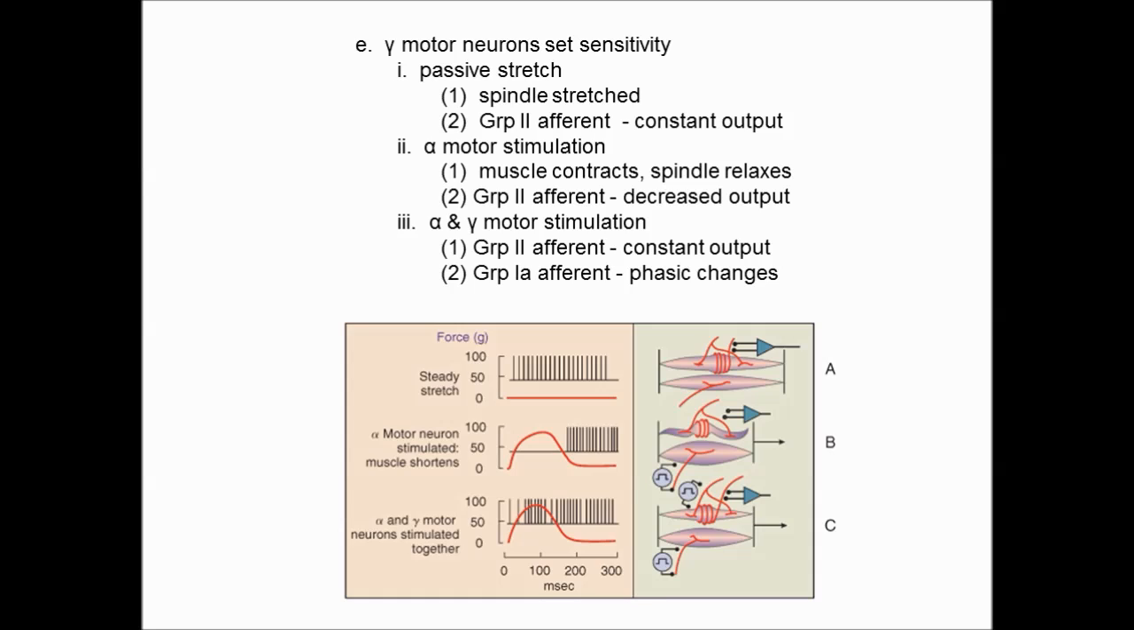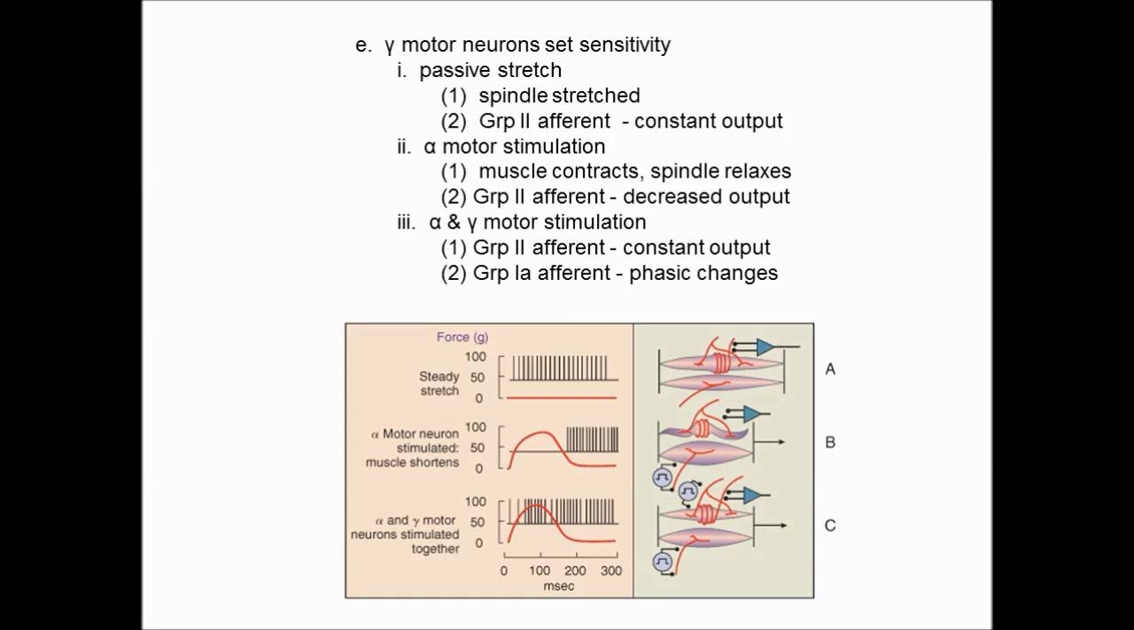This is a kind of complex figure, but let me see if I can explain it as much as possible. This represents an extrafusal fiber, the lower one in each case, and this represents the whole spindle. They're not trying to separate the two classes of intrafusal fibers, but this just represents the intrafusal fiber, and this represents a muscle spindle. So if we stretch the muscle passively with a steady stretch, you'll get a steady output of signal from that intrafusal fiber.